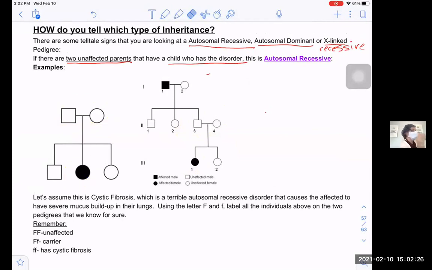Once you figure out that it's autosomal recessive, then I want you to be able to go in and tell me the genotypes of the people in the pedigree. So another example of an autosomal recessive trait is cystic fibrosis. I'm calling it a terrible autosomal recessive disorder because it causes the person to have severe mucus build-up in their airways. And I don't mean like if you've been really sick and you had phlegm in your throat and you coughed up a loogie. Every day these people have the chance of not being able to breathe because of the mucus that is forming in their lungs.